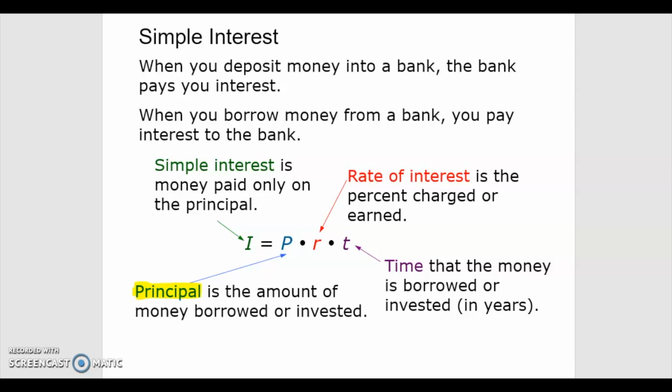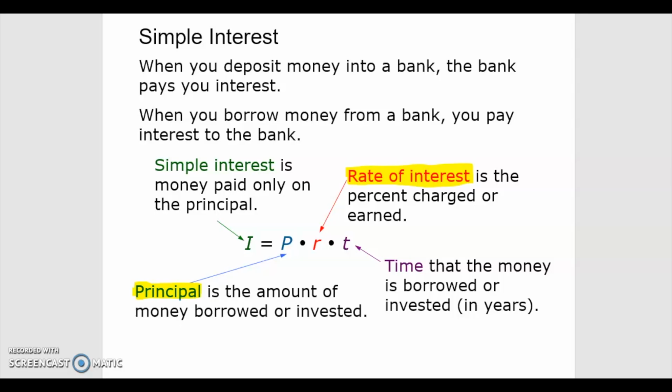Then we're going to talk about the rate. The rate is the percent of interest. So the percent that you're going to pay or the percent that you're going to earn on your investment. So the percentage will affect how much interest you pay.